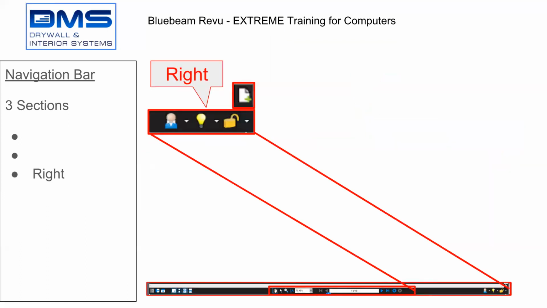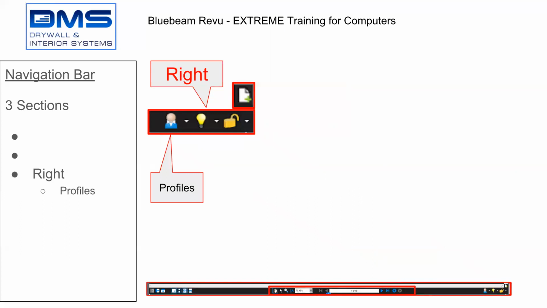Okay, the next part of the navigation bar is on the far right-hand side. You should see an icon of a person, a bulb, a lock, and a page with a plus. The person icon is your profiles. Profiles are used if you use Bluebeam a certain way, let's say you're reviewing text documents, specs, submittals, contracts, and you like certain tools and certain views, you can save that as a profile. Then if you were to do estimating or look at drawings, you could change your profile so that it brings up a different set of tools, so it has a different look and feel and acts differently.